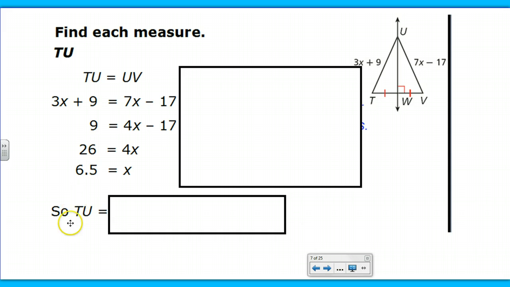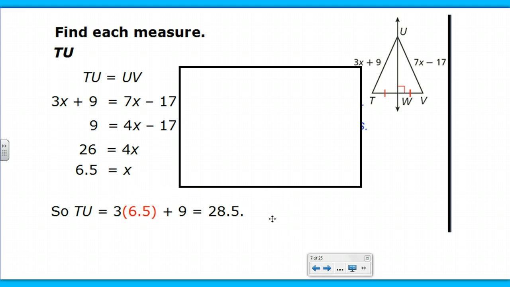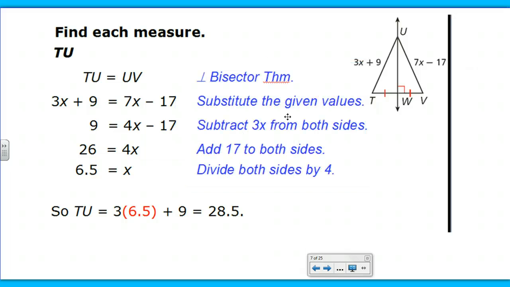And to answer the question, how long is TU, what do we do with our x? Plug it in, right? Substitute. 6.5 times 3 plus 9, and we have 28.5. So the reasoning here follows these statements. We have the Perpendicular Bisector Theorem, we substitute, and then we have the subtraction property of equality, addition property of equality, division property of equality.